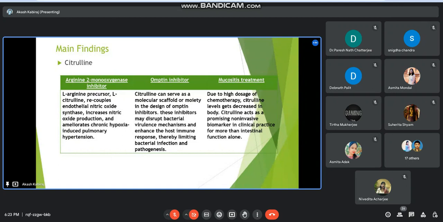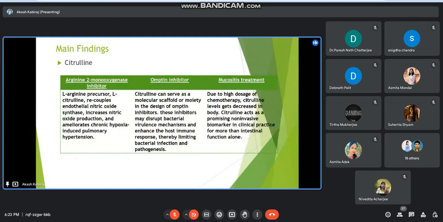Basically, these inhibitors help in increasing and modulating the levels of citrulline within the cell for various biological purposes. The OMTIN inhibitor is not related directly to human physiology, but to physiological processes of bacteria, in which it inhibits virulence mechanisms and enhances the host immune response. Since bacteria live inside our body, the omptin inhibitor protects our body from bacterial infections and pathogenesis.